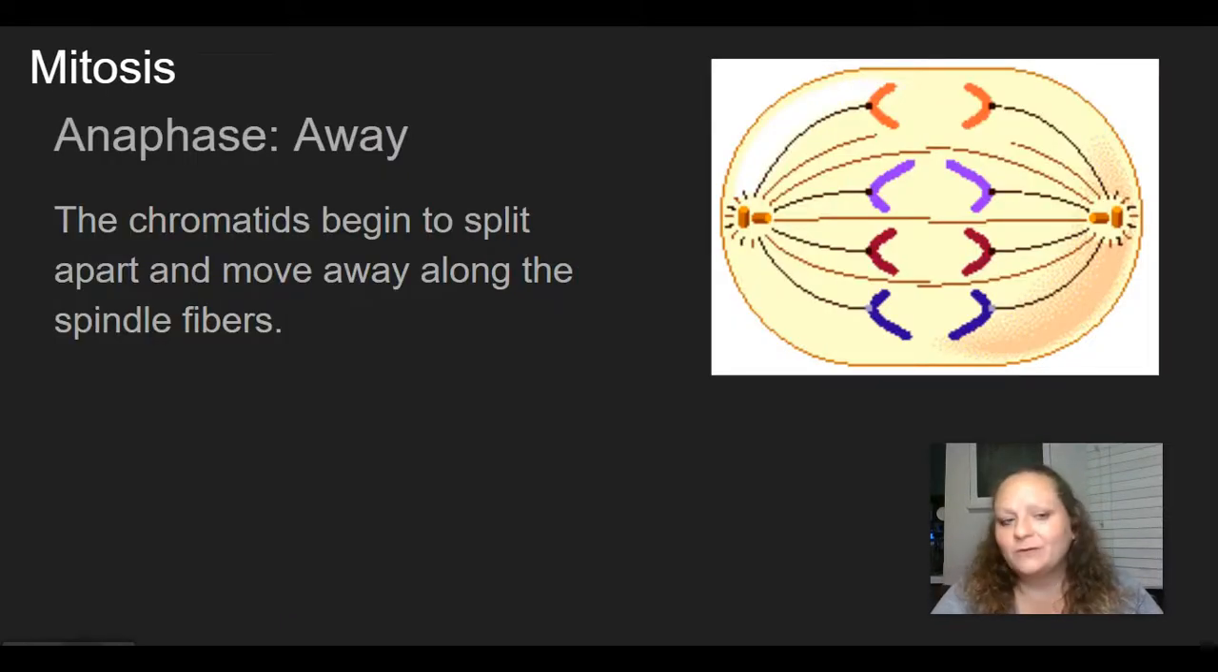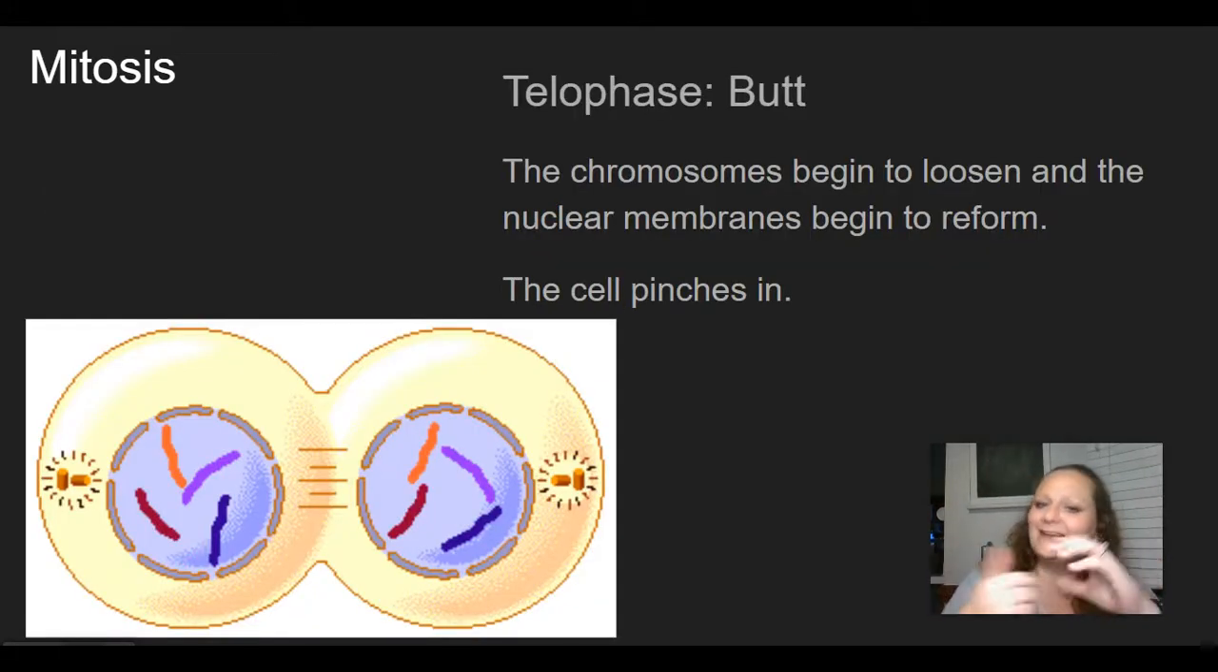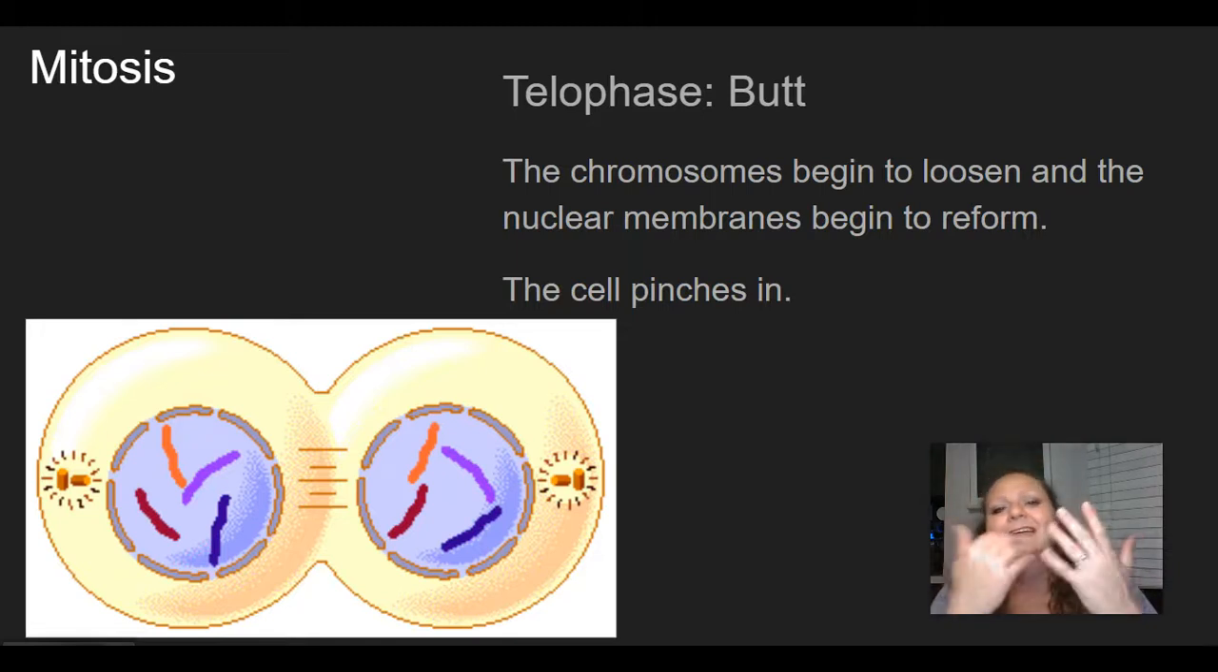Anaphase: the chromatids are actually going to split apart and they move away. So prophase is first, metaphase, they're in the middle, anaphase, they move away from each other along the spindle fibers. This is getting close to the end of mitosis. The cell is going to start actually pinching in the next phase, the telophase.